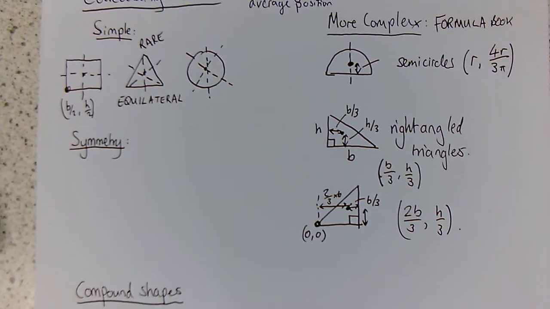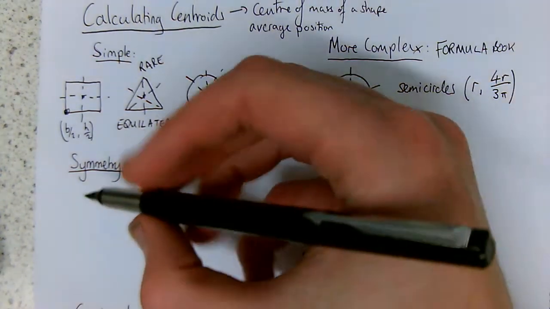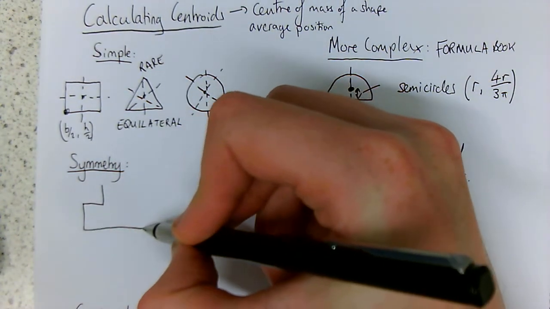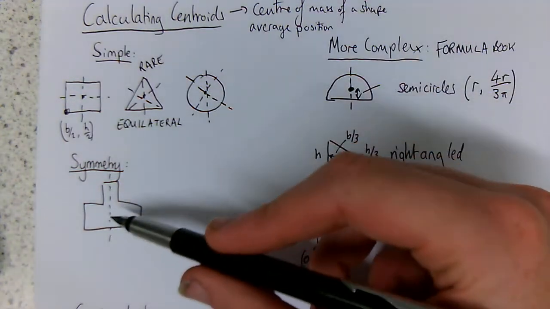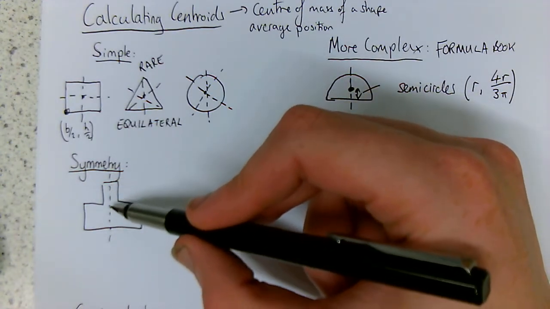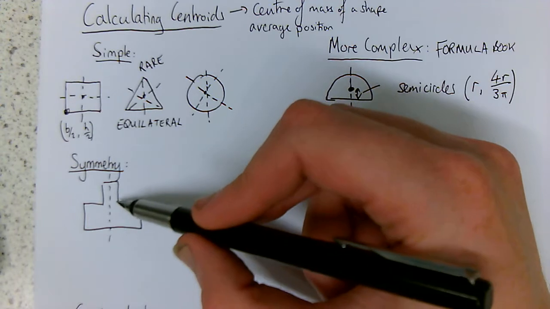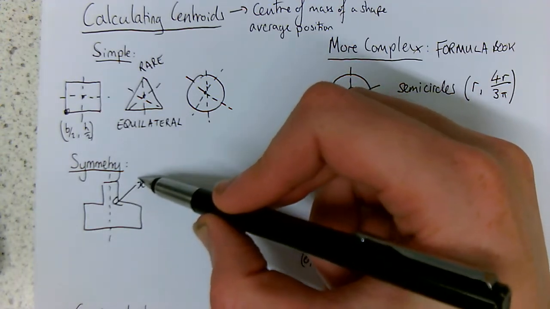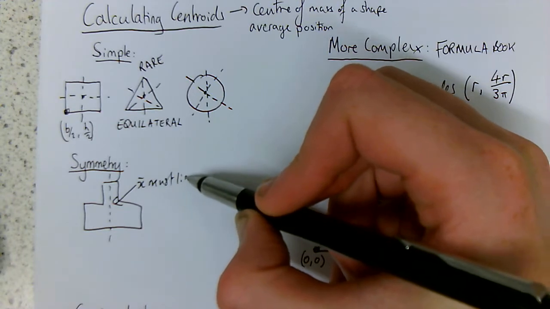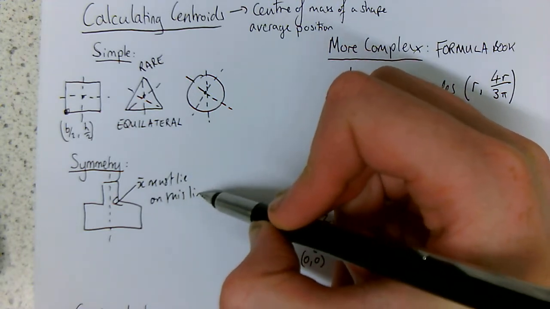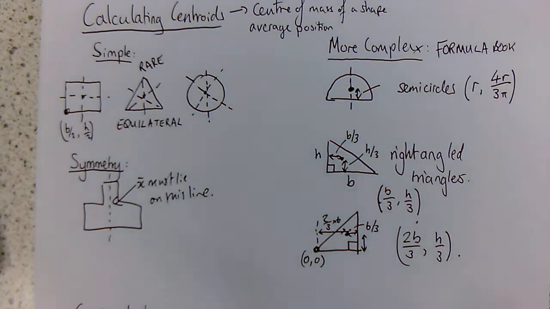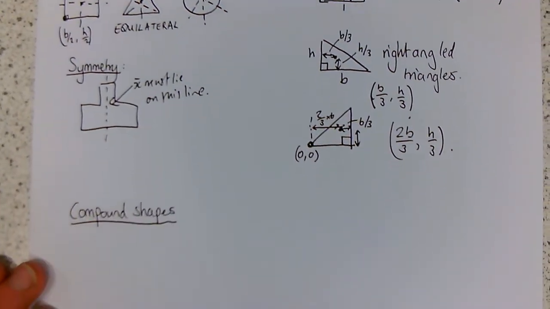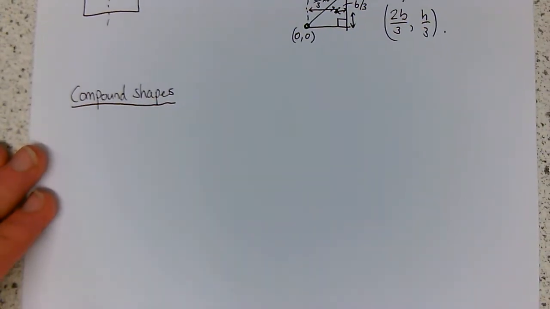Now, if you have a shape that is symmetrical, like some kind of weird hammer shape, we know that because it is symmetrical, its x coordinate must lie somewhere along the line. We tend to use x bar to denote the centroid coordinate for x and y bar for the other one. Now we can look at some compound shapes and how we would calculate things there.